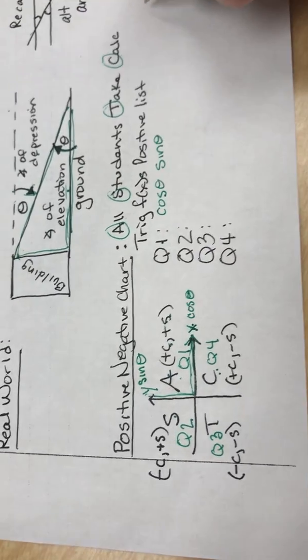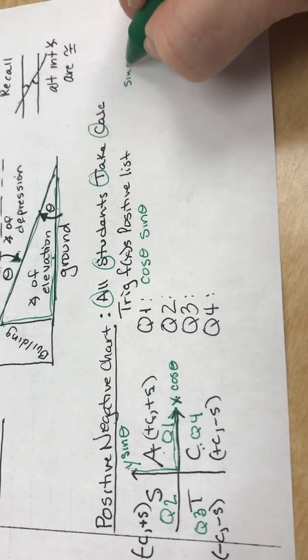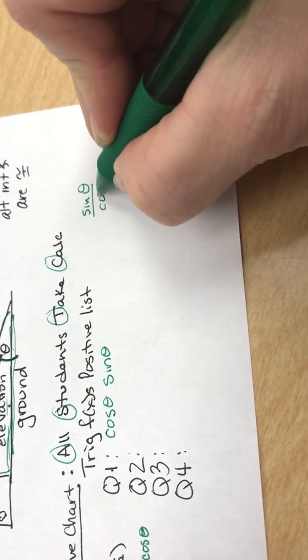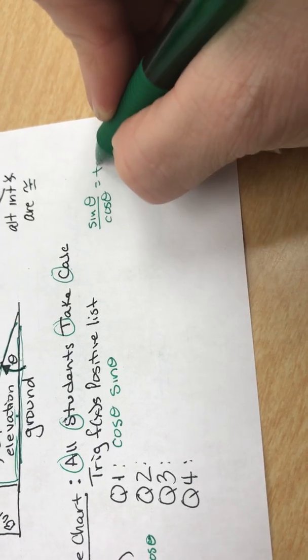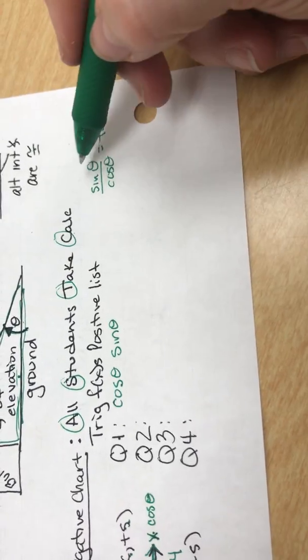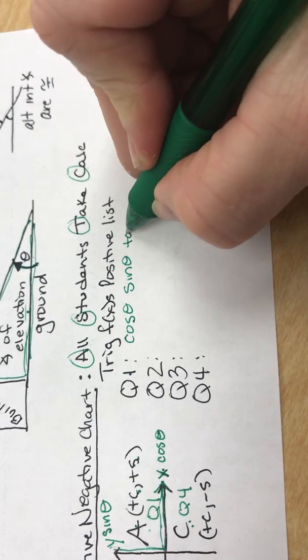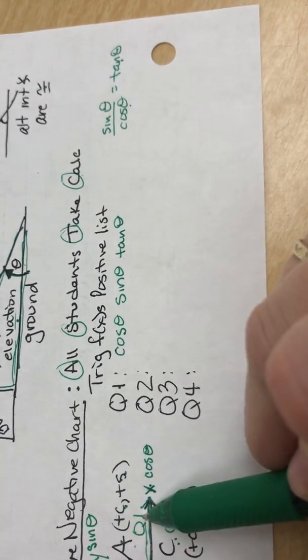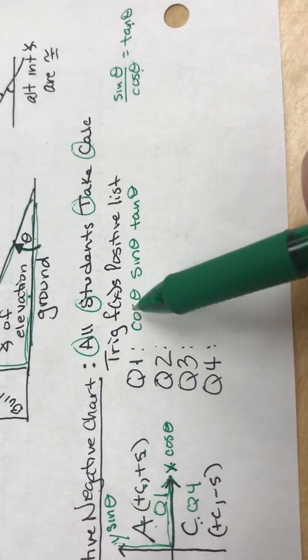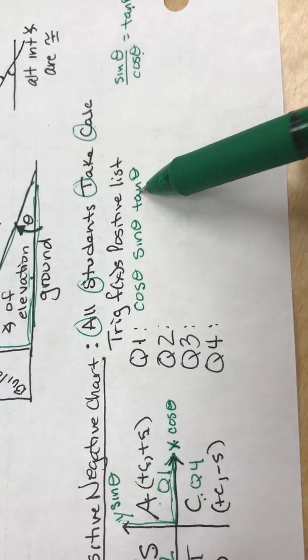And hopefully you all remember that sine over cosine equals tangent. So if I have a positive over a positive, I get positive. So tangent is also positive in the first quadrant. That's why we have an A, because all trig functions are positive.